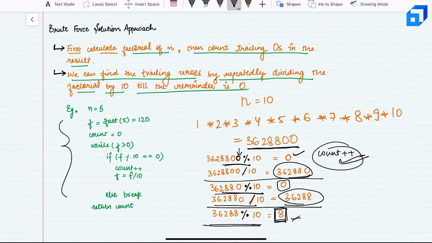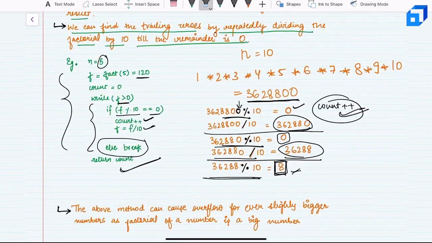This is what is written in this snippet. We have got the factorial as 120 when n is 5. We run our loop while the factorial is greater than 0. If f mod 10 is equal to 0, we count it up and divide f by 10. Else, if it's not 0, we simply break because we do not care what is there on the left. And we return the count.